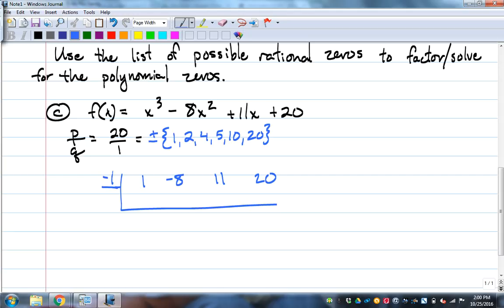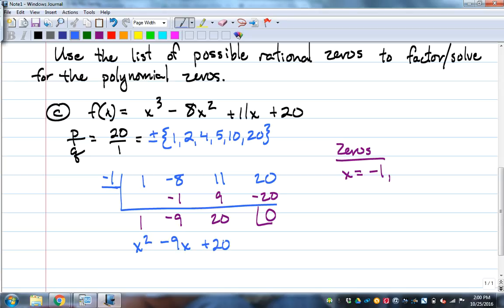So I'm putting -1 up on the shelf there and running that through with synthetic division. And I do get a remainder of 0. So that tells me that x equals -1 is a zero. Now here's what I had left over when I did my division.